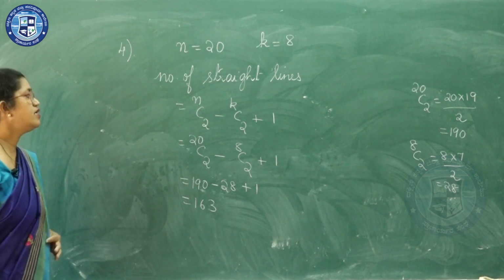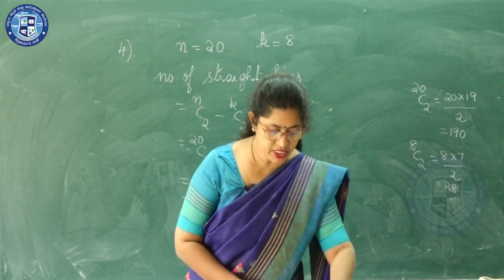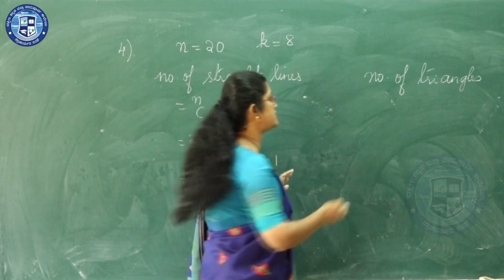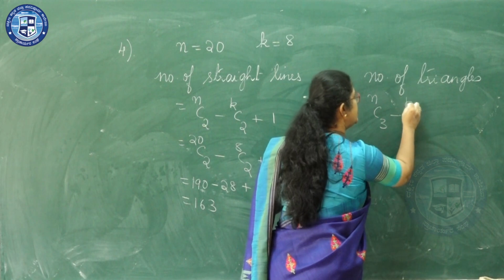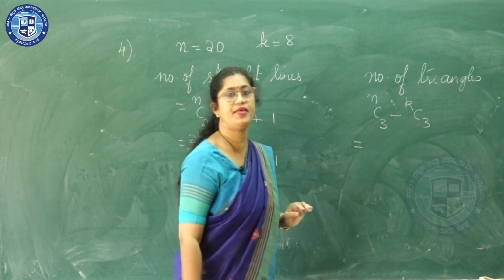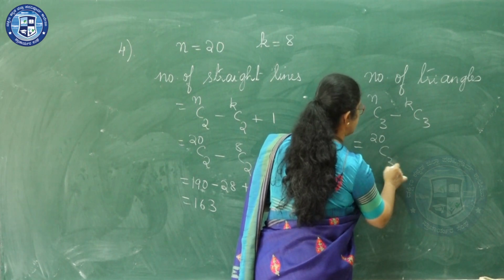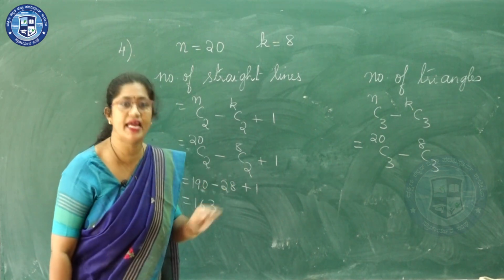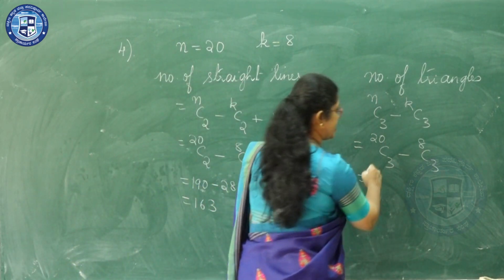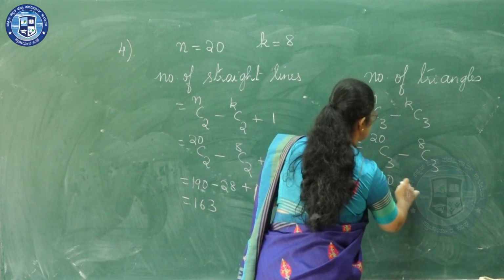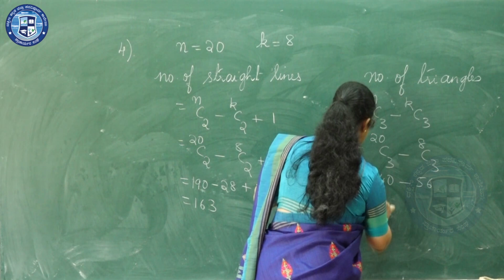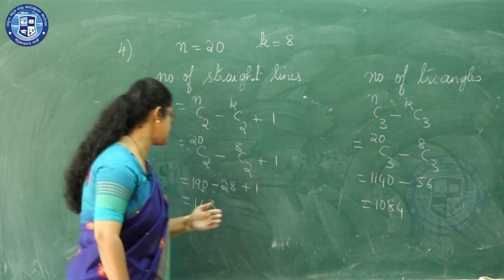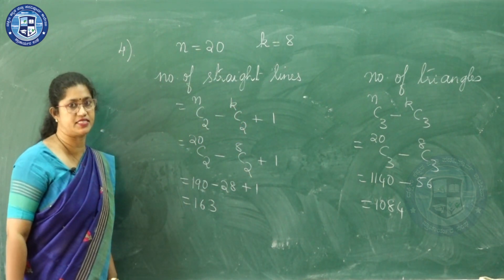Now we'll calculate the number of triangles. What is the formula for the number of triangles? We know the formula is NC3 minus KC3. So this will be equal to 20C3 minus 8C3. Calculate 20C3 and 8C3 separately. You will get the answer as 1140 minus 56, which is equal to 1084. So this is the number of triangles and this is the number of straight lines.